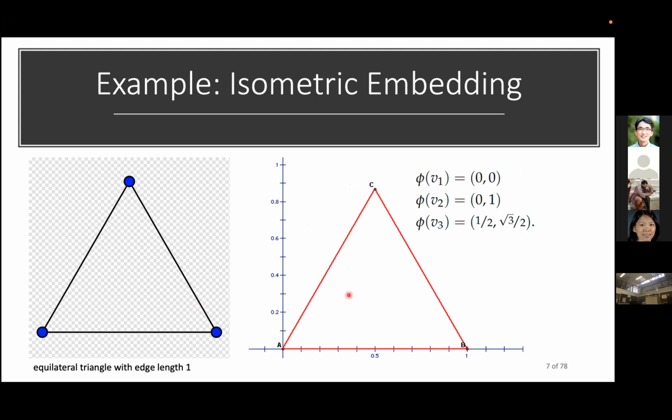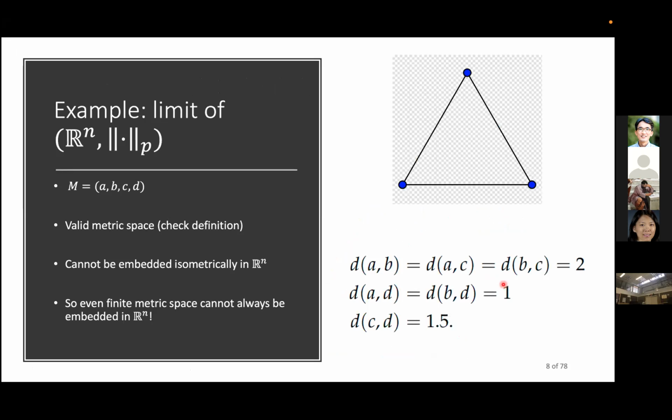But is Euclidean space all powerful? Can you embed any metric space into Euclidean space? The answer is no. And this is a rather simple counterexample. If you define a finite metric space of 4 points with the distances defined on the right-hand side, you can check the definition of a metric space that this one actually holds. It follows all the properties of a metric space.